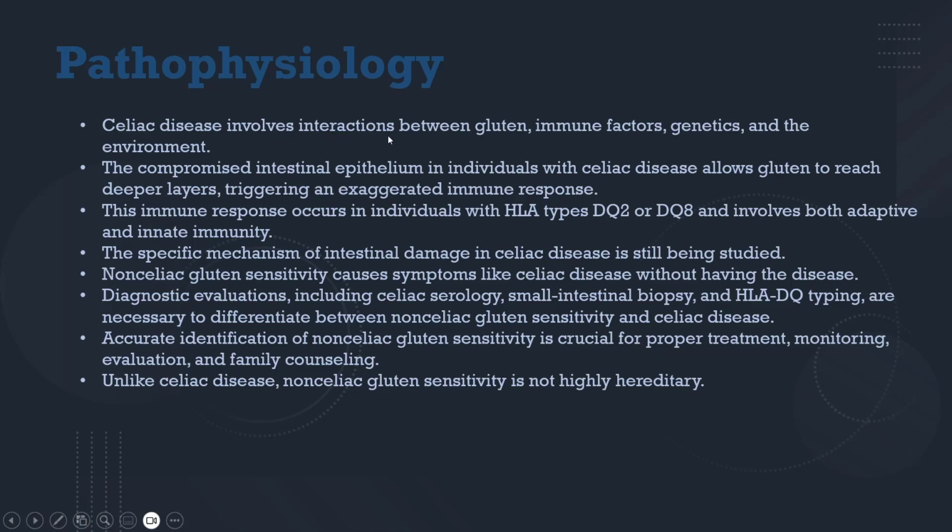Now coming to the pathophysiology, what happens actually with patients with celiac disease? Celiac disease involves interaction between gluten, immune factors, genetics, and the environment. The compromised intestinal epithelium in individuals with celiac disease allows gluten to reach deeper layers, triggering an exaggerated immune response. This immune response occurs in individuals with HLA types DQ2 or DQ8 and involves both adaptive and innate immunity. The specific mechanism of intestinal damage in celiac disease is still being studied.